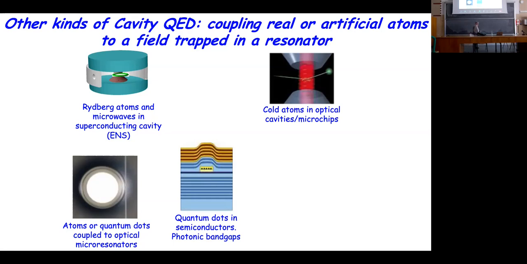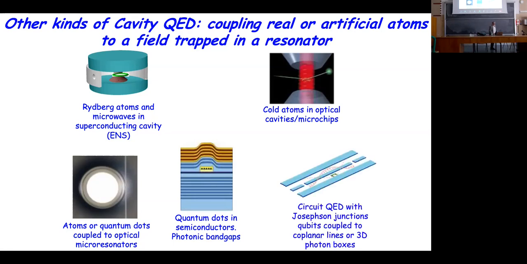And the last system I want to stress is called Circuit QED. In Circuit QED, you have artificial atoms, and I will say a few words about that, which are embedded in a coaxial line, for instance, which acts like a microwave resonator. You have a strip line in which you can trap microwaves, and these microwaves can be coupled to an artificial atom, which is a Josephson junction in an electrical circuit. This is called Circuit QED.